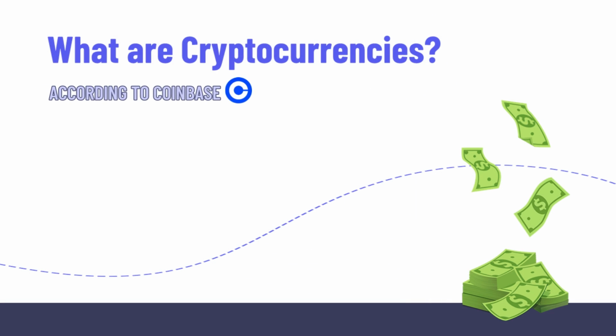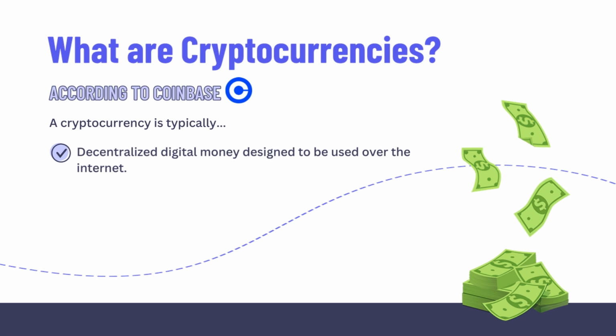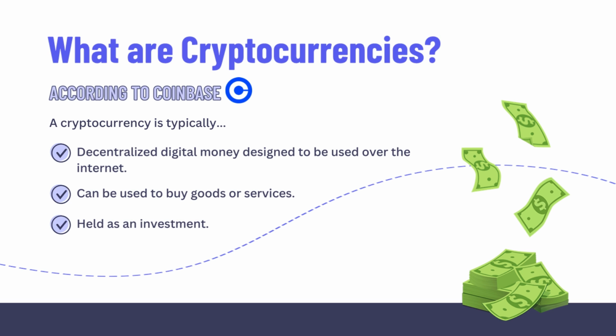According to Coinbase, a publicly traded cryptocurrency exchange platform, a cryptocurrency is typically decentralized digital money designed to be used over the internet. Cryptocurrencies can be used to buy goods or services or held as part of an investment strategy, but they can't be manipulated by any central authority simply because there isn't one.